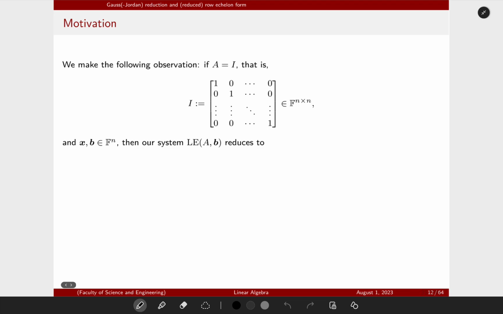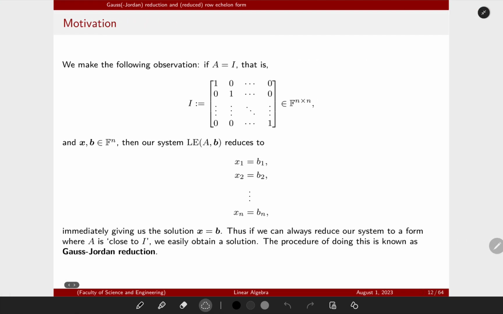If our coefficient matrix A is the identity matrix I, which is this matrix here with zeros everywhere except on the diagonal where you have ones, and our vector of unknowns x and our other vector b are in Fn, then our linear system of equations reduces to this. So we just have our unknowns and our b's here, and they are equal. So our solution will be x is equal to b.